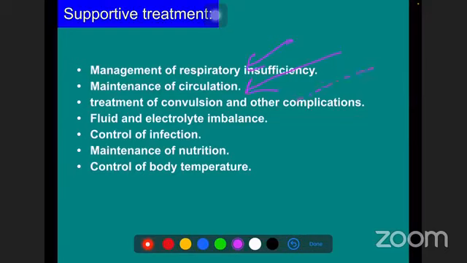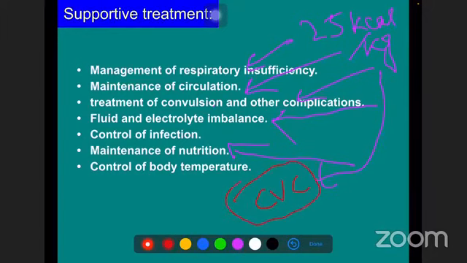We have already noted one point for that: fluid and electrolyte imbalance. If there is hypokalemia, we have to treat the hypokalemia. Maintenance of nutrition: we cannot maintain nutrition very well, but for proper maintenance, the patient should be given at least 25 kilocalorie per kg body weight per day. But to give this, we have to go for CVC, central venous catheterization, and give it that way, otherwise not. But for 2-3 days we do not do this; it is known as permissive underfeeding.